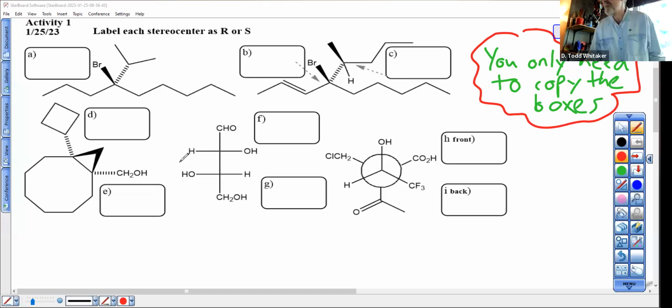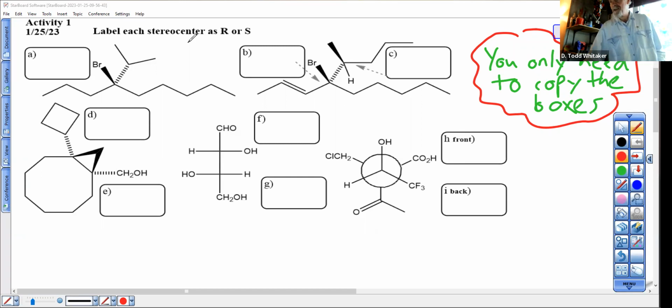We are back, and I'm going to show you the screen we're going to work on. Here it is. Please don't copy the molecules, copy only the boxes when we have answers in them. And we're going to start.